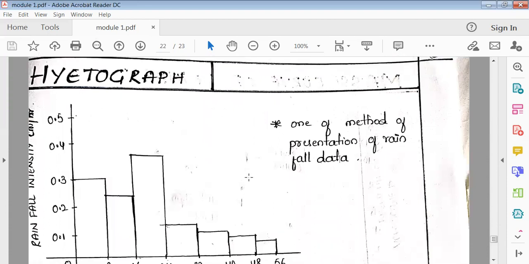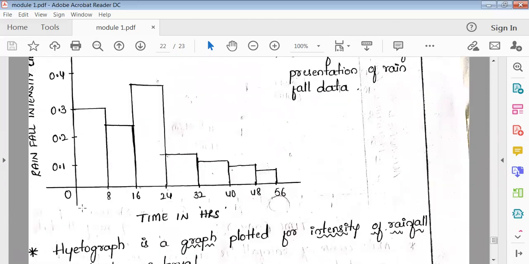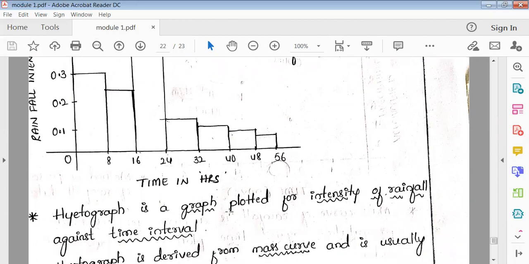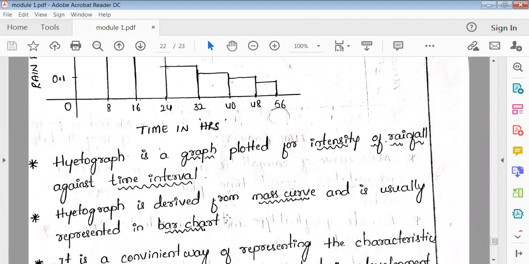The next one is the hyetograph. A hyetograph is basically a graph which represents data in the form of a bar chart. You can see here, this is in the form of a bar chart. The y-axis is rainfall intensity, measured in centimeter per hour, and the x-axis is time in hours. So the hyetograph is used to measure rainfall intensity against time.